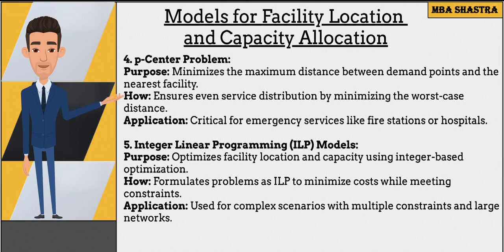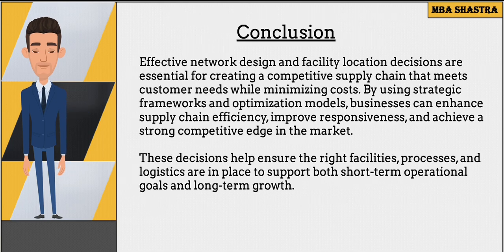5. Integer linear programming, ILP, models. Purpose: optimizes facility location and capacity using integer-based optimization. How? Formulates problems as ILP to minimize costs while meeting constraints. Application: used for complex scenarios with multiple constraints and large networks.